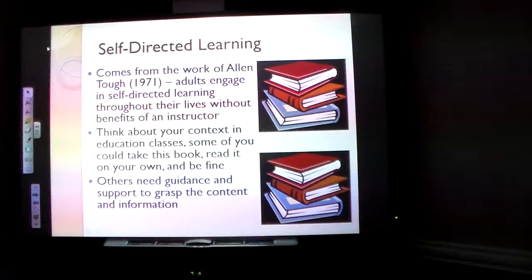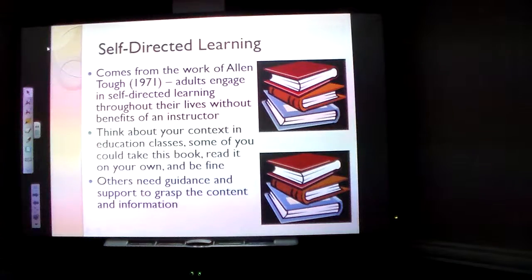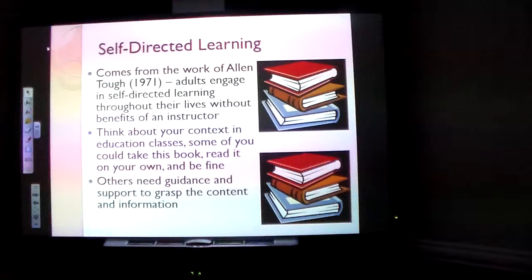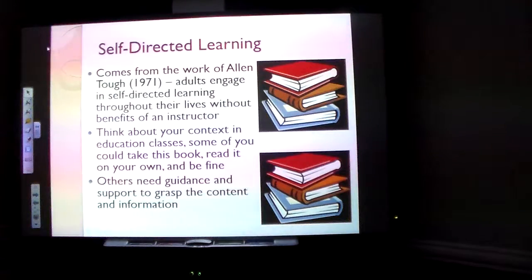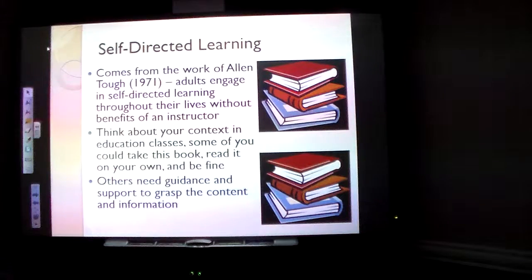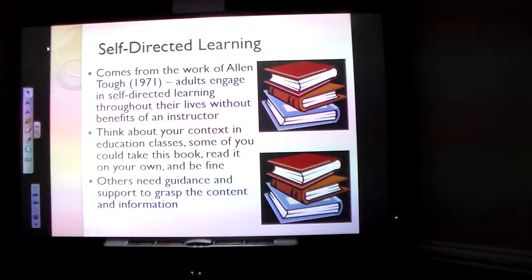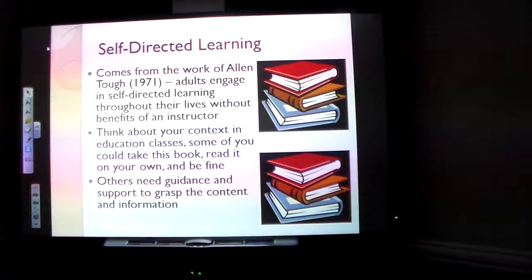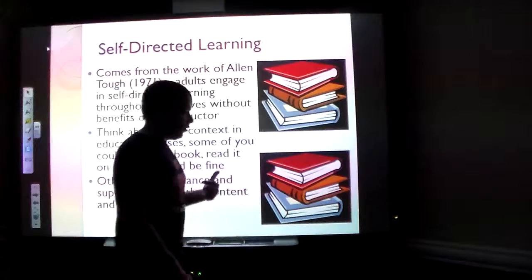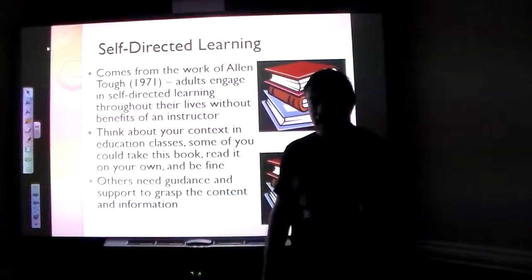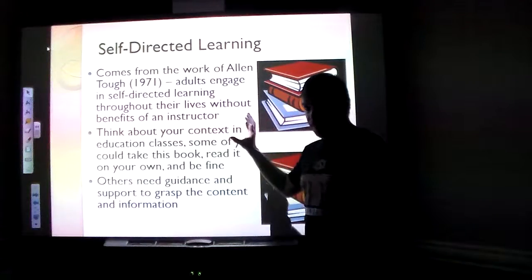The self-directed learning theory comes from Allen Tough, basically saying that adults learn on their own and don't necessarily need the benefit of an instructor to learn. Some of you could take a book, this book for instance, read it on your own and be fine. I would argue of the 3 books in this class, this is probably the toughest one to do because it's really tied to theory, and my goal as the instructor of this book is to really give you videos that link the theory and explain it.